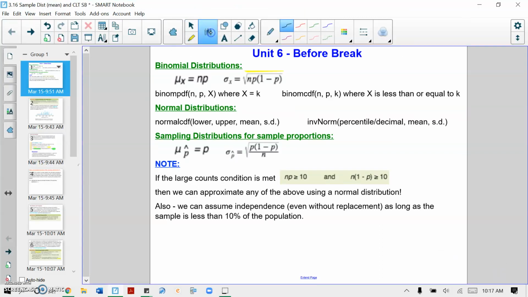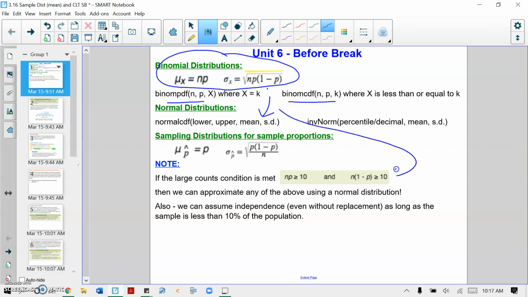We were talking about sampling distributions. So a typical sampling distribution follows this rule. And if it's binomial, you can use the binom PDF and CDF. But most of the time it was a normal distribution where you could use normal CDF, which was good. The main thing that allowed us to say that was if the large counts condition was met. So if you plugged in n and p into both of these equations and they were both greater than or equal to 10, that meant you could use normal CDF and it wasn't a problem.